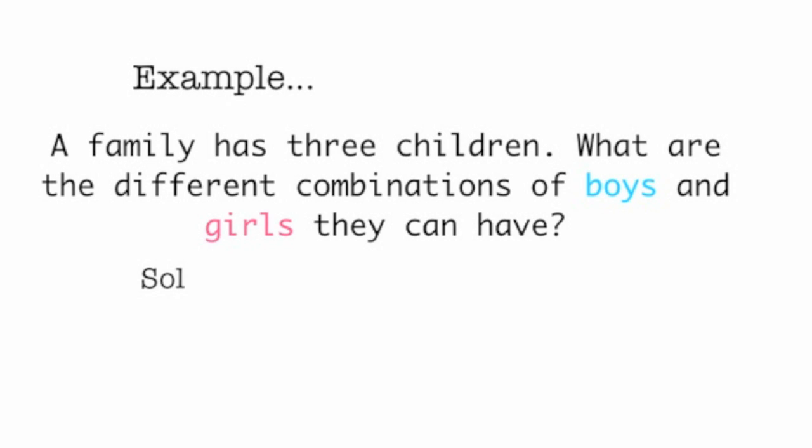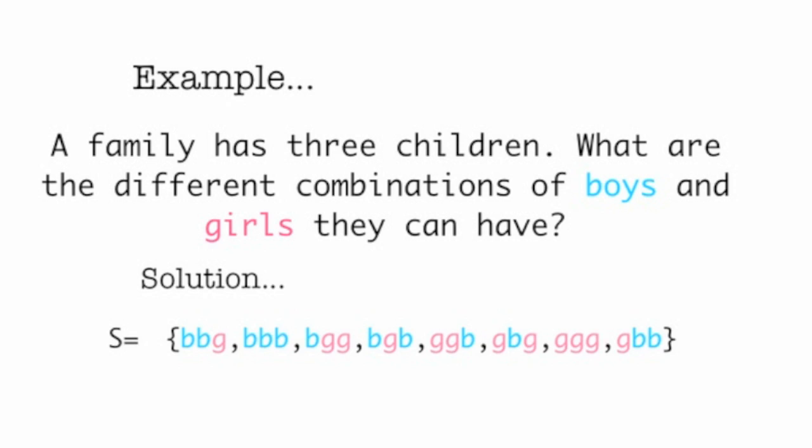To find the outcomes, write down the different ways you can have a family of 3 children with boys and girls. For an answer, you get boy, boy, girl; boy, boy, boy; boy, girl, girl; boy, girl, boy; girl, girl, boy; girl, boy, girl; girl, girl, girl; and girl, boy, boy, to give you a total of 8 different outcomes.